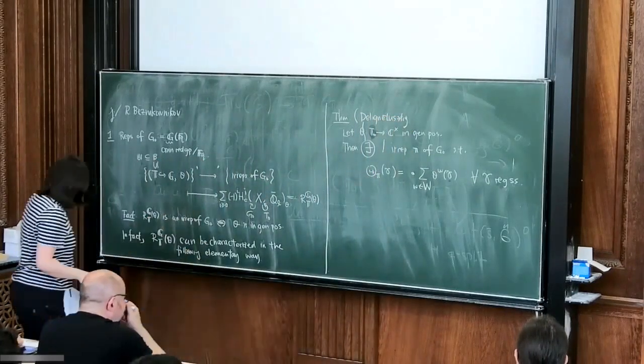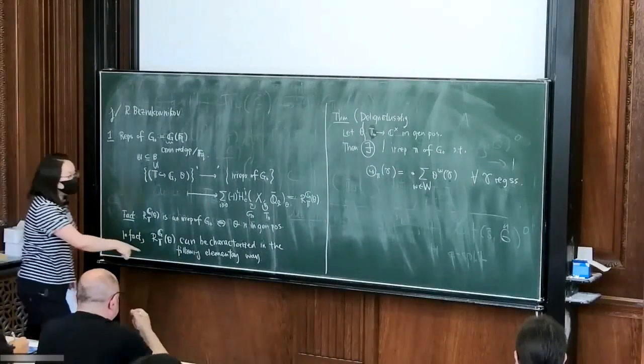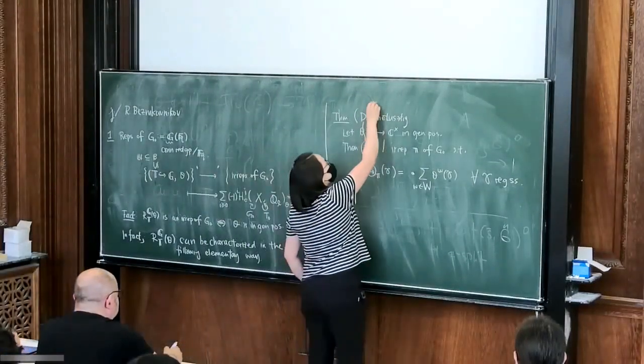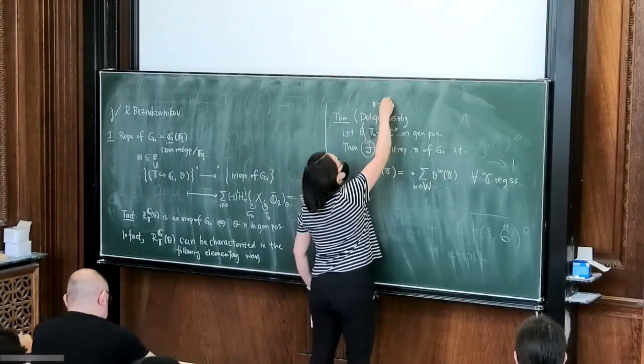And what is this pi? Well, this pi is this R_T^G theta. So the pi is the R_T^G theta.